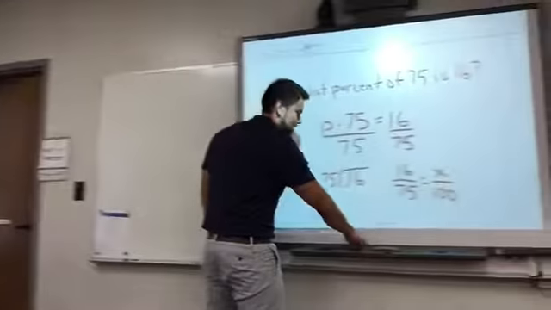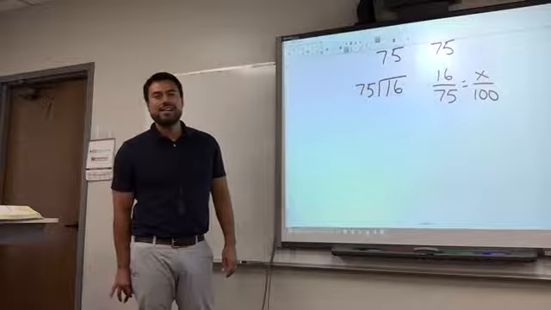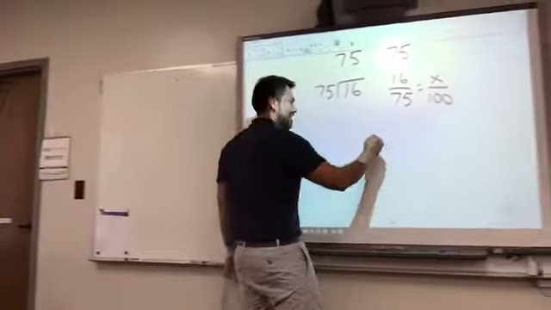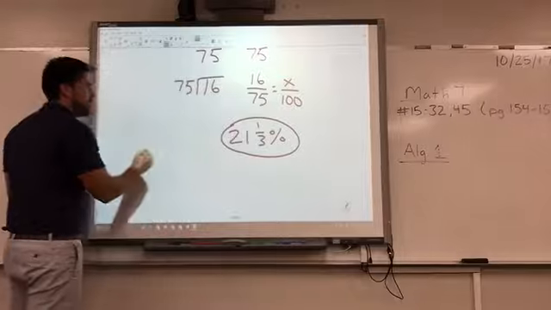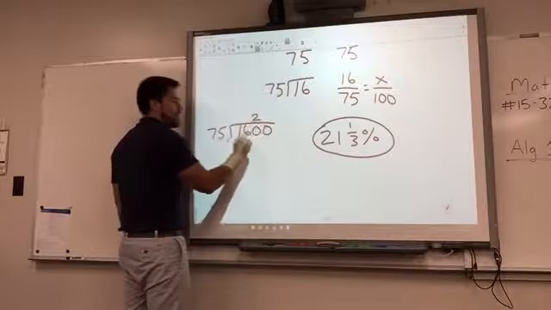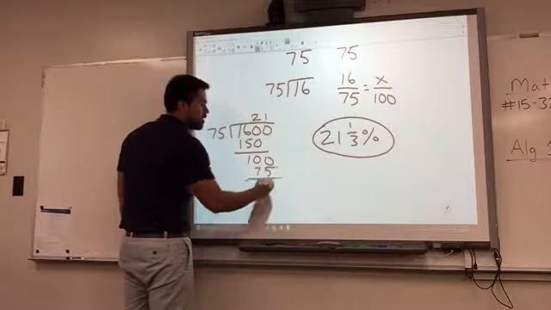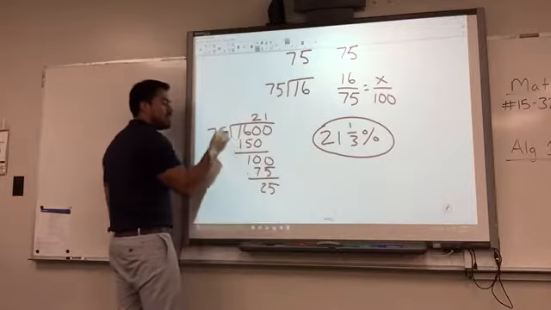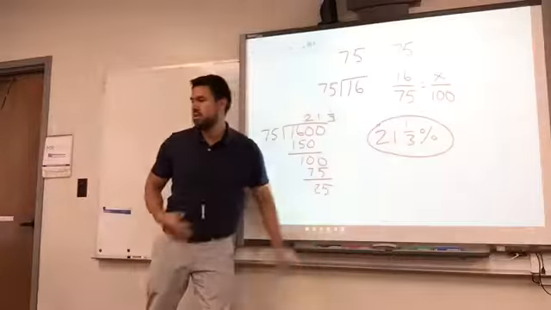So what's my answer here? What did you guys get? What's x? 21 and a third. Percent. So if you're not sure about that, 1600 divided by 75. 75 goes into 160 twice. 75 goes into 100 once, with a remainder of 25. You can keep going, or you can say 21 and 25 75ths, which reduces to 1/3, and then percent. So that's the way to do it. All right, thank you guys.